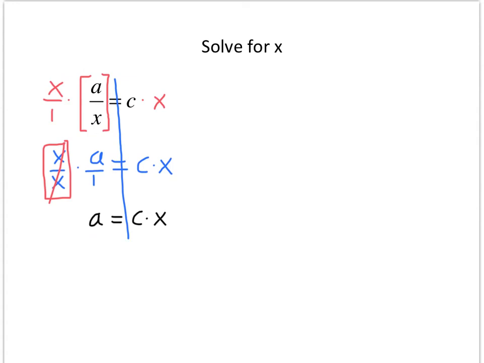Now I still want to solve for x, and I notice that I have multiplication here between the c and the x. To deal with this multiplication, I'm going to apply the inverse of multiplication, which is division, and I'm going to divide by the c that we're multiplying by. By the definition of inverses, c divided by c is going to divide to 1. So I'm left with my final answer, which is that a over c is equal to x.